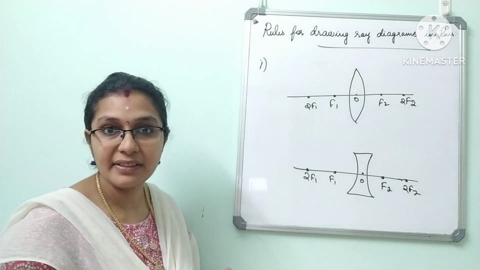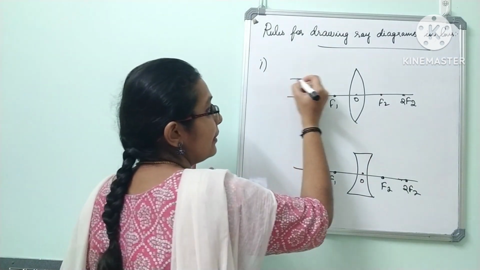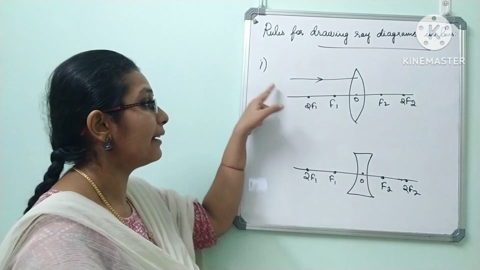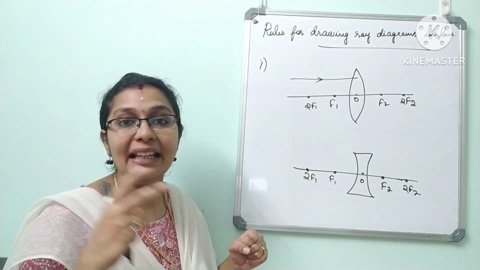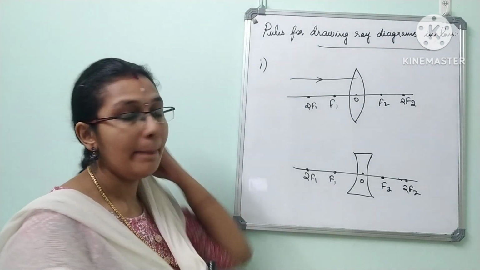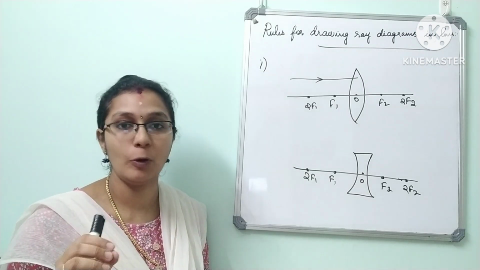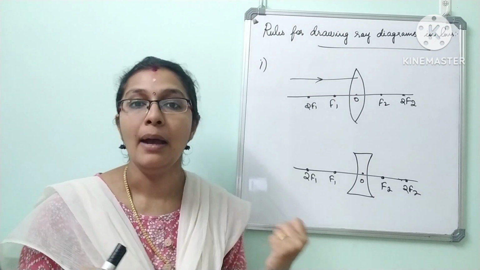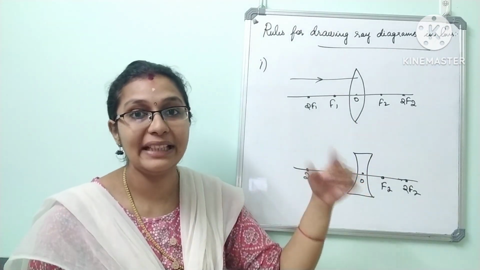So what is the first diagram? First rule, a ray parallel to the principal axis. This is our incident ray, right? So it is parallel to the principal axis. In mirror we saw after reflection. Here after refraction we will learn. So a ray parallel to the principal axis after refraction passes through the focus. Here you might think it should pass through F1. But it won't happen. Instead it will pass through F2.